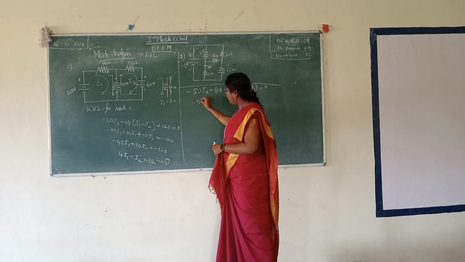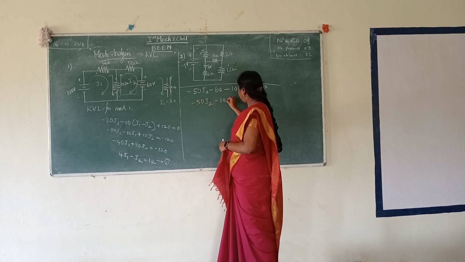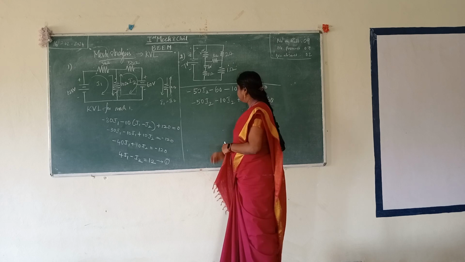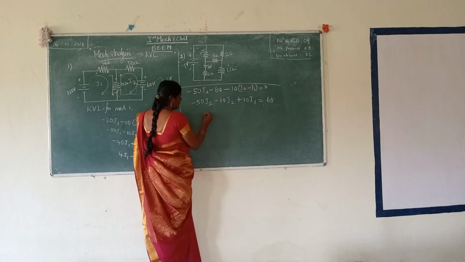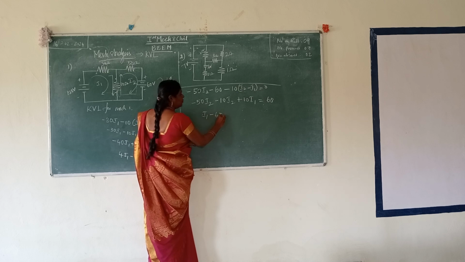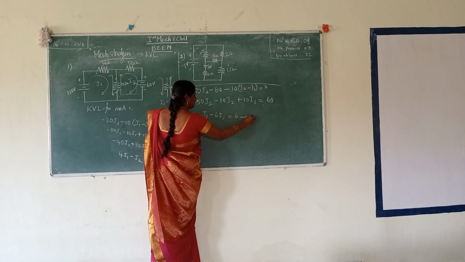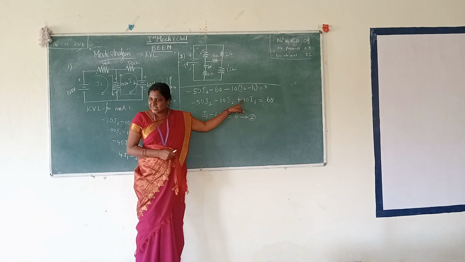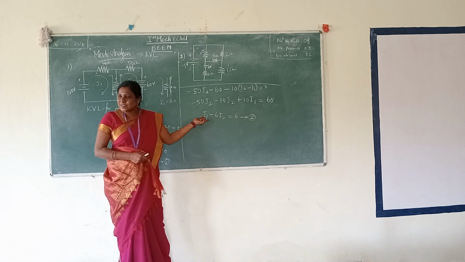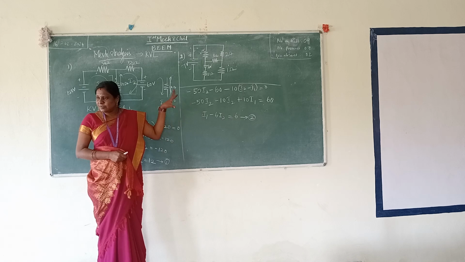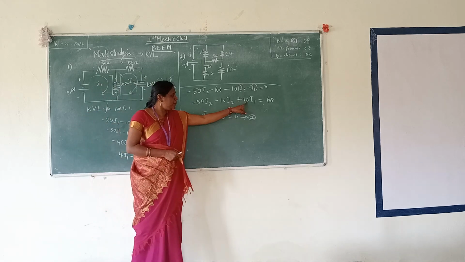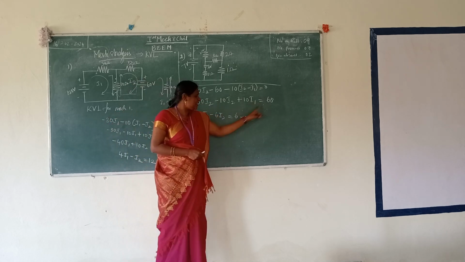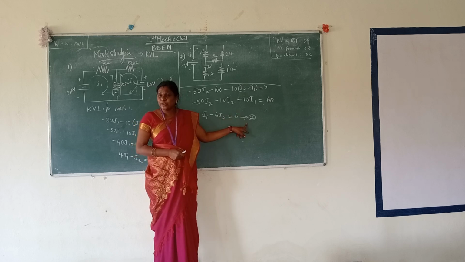So this one: minus 50 into I2, minus 10 into I2, plus 10 into I1 is equal to 6, which is equal to plus 60, again 6. That is equation number 2.